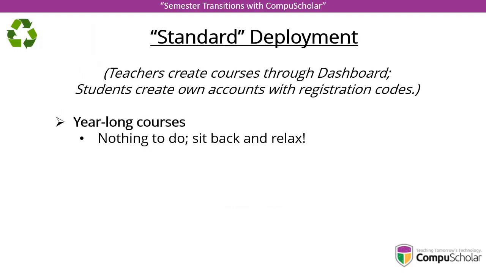So in a standard deployment, a teacher would actually create their own courses through our teacher dashboard, and those courses would have student registration codes that you would hand out to students, and students will create their own CompuScholar accounts with those registration codes. So if you are in a standard deployment and you are running a year-long course where you have the same set of students in the same course for semester 2 as you do semester 1, there's nothing to do. So just relax and hang out and enjoy the transition. So your CompuScholar course doesn't change, the student access doesn't change, all of the grades and everything remain as is because it's still the same course. So that's pretty easy.